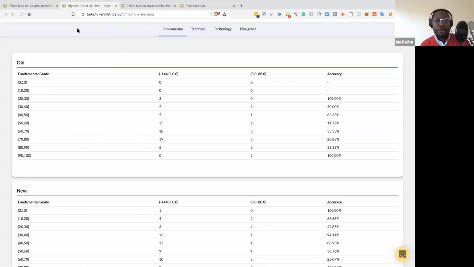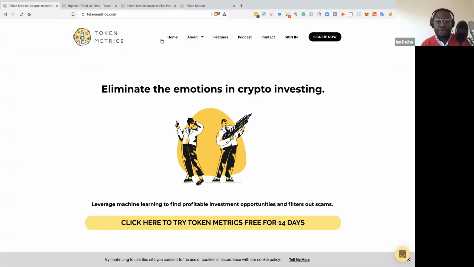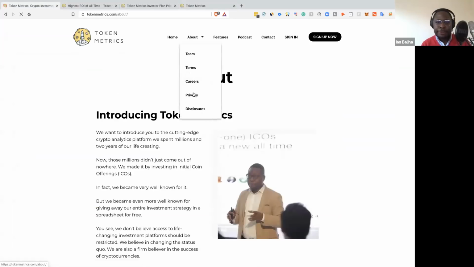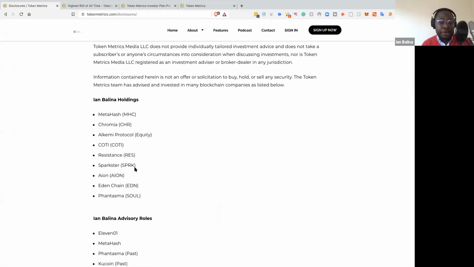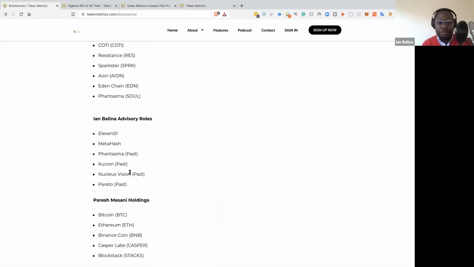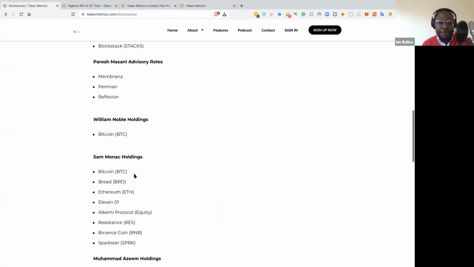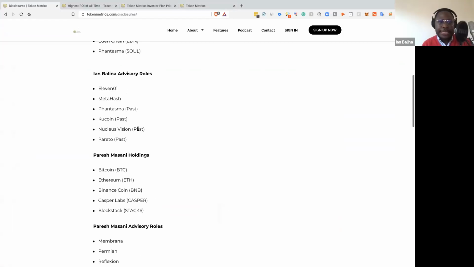Right now, not at the moment. However, if you do go to our website, so if we go back here, just go to the about section and let me just move my screen here. About section, sorry, not that, about and disclosures. We have all the holdings of our team. So you can see what I'm holding. You can see what Paresh, Bill, and Sam are holding and our entire team.